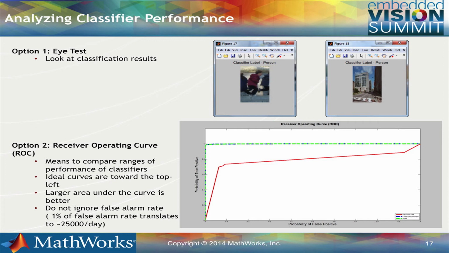Now, on your x-axis there, you have the probability of false positives. So those are the number of negative samples of the environment that were incorrectly classified as the object, and the probability of true positives, which is on your y-axis. Now, an ideal curve is closer towards the top and towards the left, where you have a higher degree of true positives and a lower degree of false positives. And another way, if you wanted one single number to compare two classifiers, is the area under the curve. The higher the area under the curve, the better your classifier is.